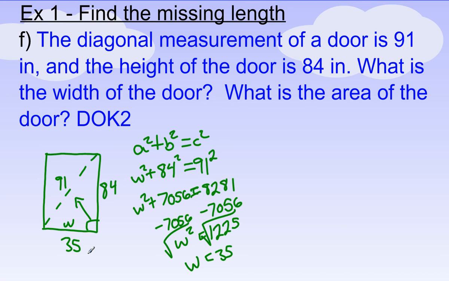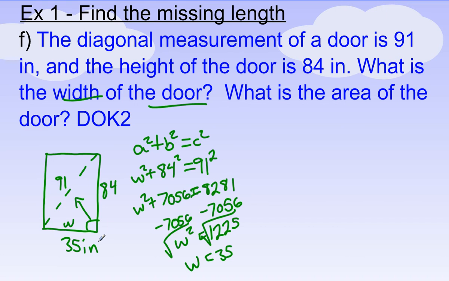We are almost done. We did the first part of the problem. What is the width of the door? The width of the door is 35 inches. What we did not do is the second part of the problem that says what is the area of the door. Now, on something like a PSSA, they may not even ask that first part of the question about what is the width of the door. They may jump straight to, here's the diagonal distance, here's the height, what's the area?